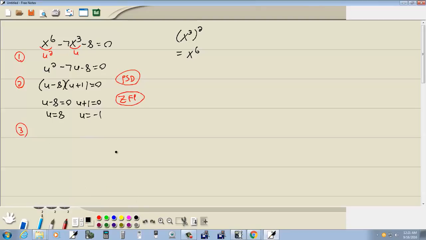Now step 3, you want to plug u equals blank back in. So whatever we said u was right up here is now what we're going to plug in down here. Up here we said u is equal to x to the 3rd. So we'll put an x to the 3rd in here. So we got x to the 3rd is equal to 8, and x to the 3rd is equal to negative 1. Now x to the 3rd, that's the same as x to the 3 over 1. And this is 3 over 1.